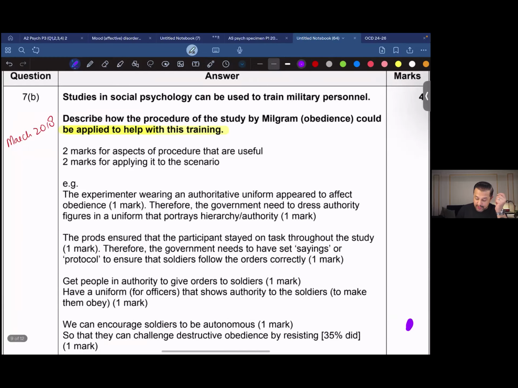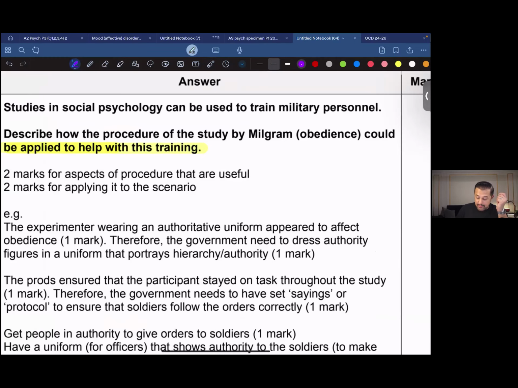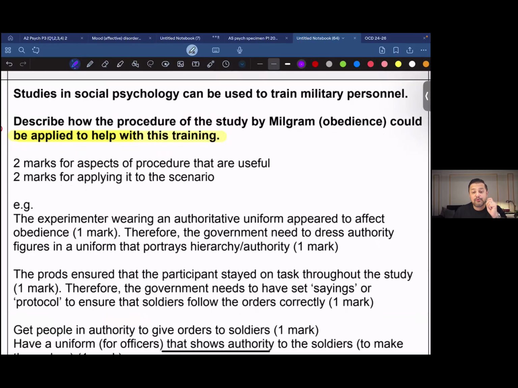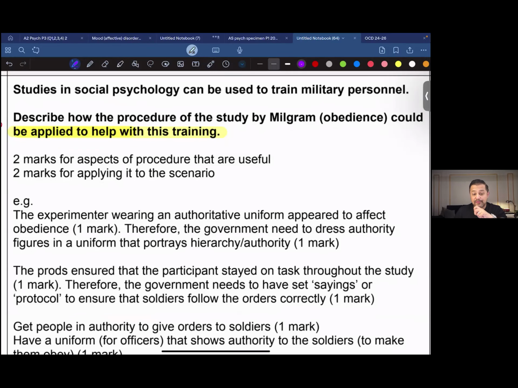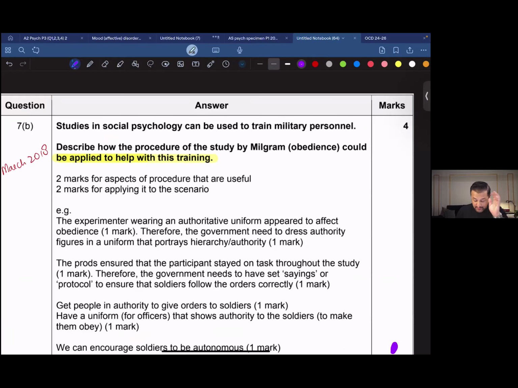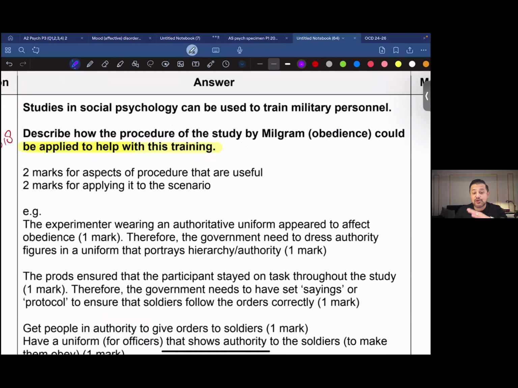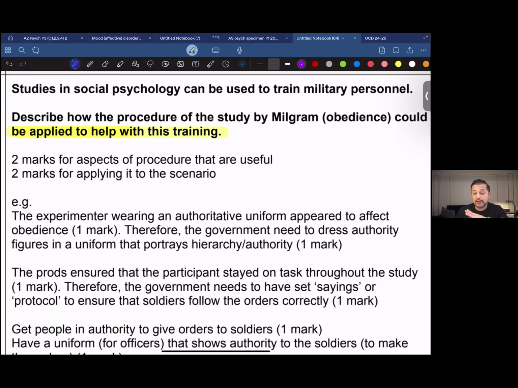Studies in social psychology can be used to train military personnel. Describe how the procedure of the study by Milgram, obedience, could be applied to help with training. This question is worth 4 marks, and we had this in March 2018. Describe how the procedure of the study by Milgram could be applied to help with this training.